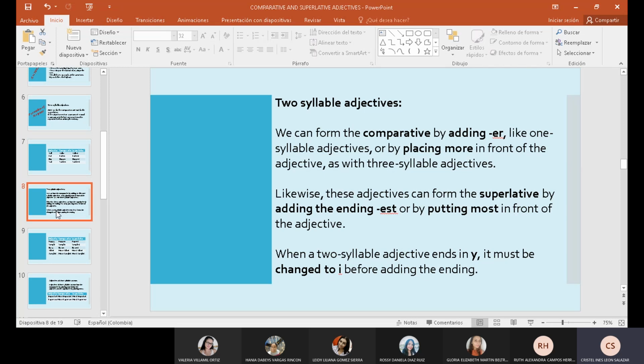Two syllables adjectives. In many cases, both forms are used, although one of the uses will be more common than the other. We can form the comparative by adding er, like one syllable adjectives, or by placing more in front of the adjectives.